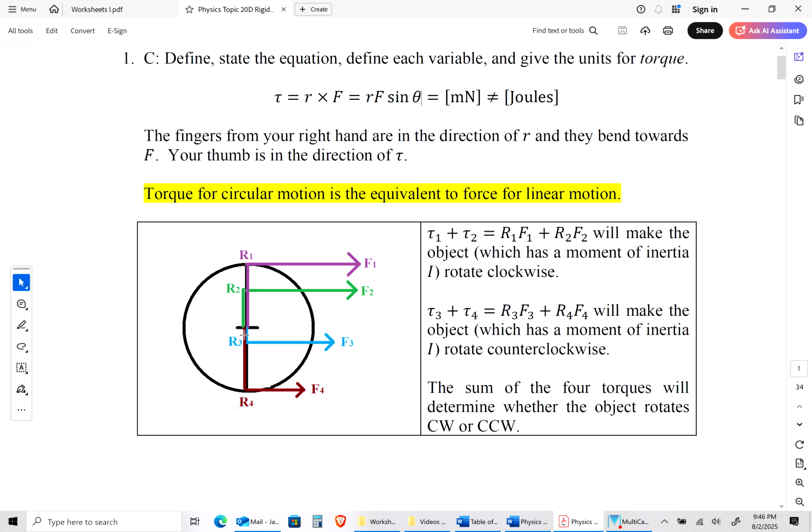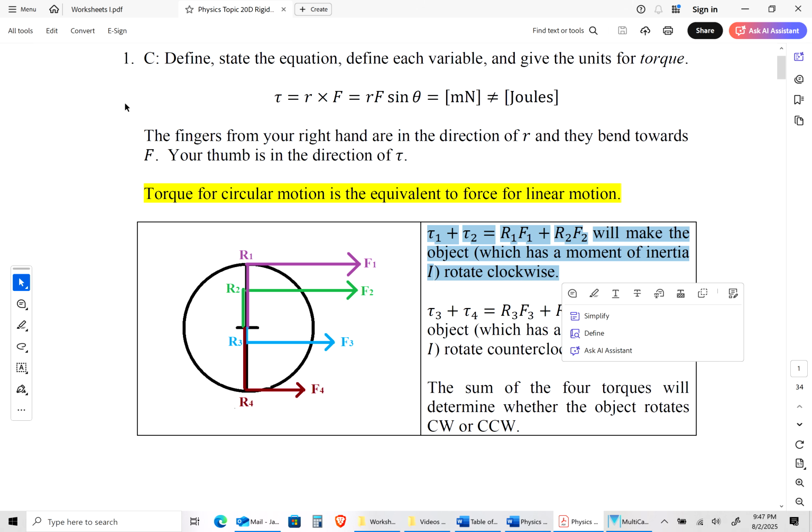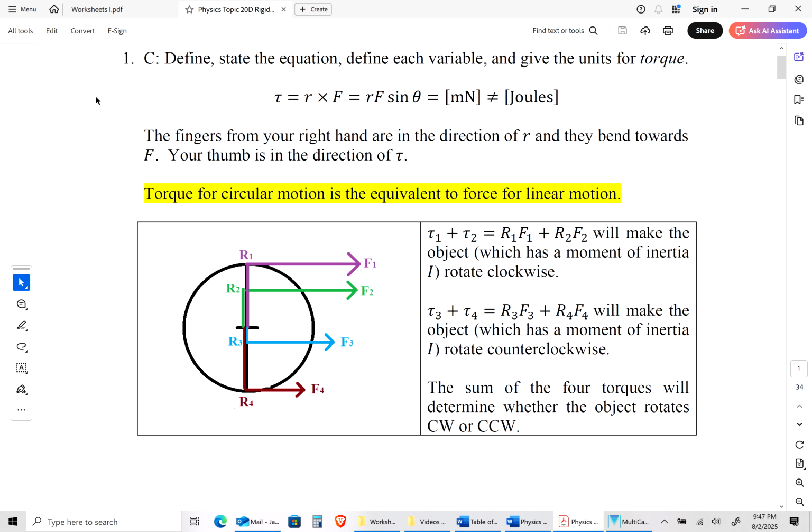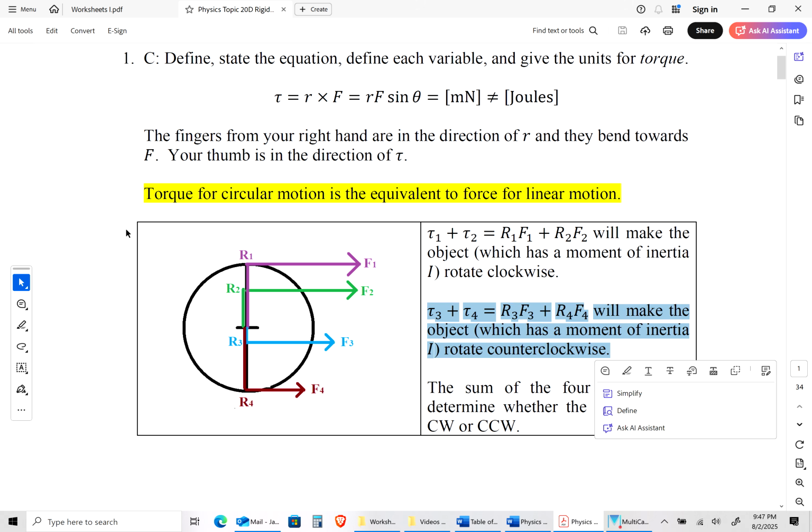Look at R3, F3. So R3 is shorter, F3 is smaller. And you notice that it's going to rotate in the opposite direction, R3 and F3. And R4 and F4, if you multiply the two, the torque from R4, F4 is going to rotate in the opposite direction as R1, F1 and R2, F2. So R1, F1 plus R2, F2 makes the object rotate clockwise. R3, F3 plus R4, F4 makes the object rotate counterclockwise.